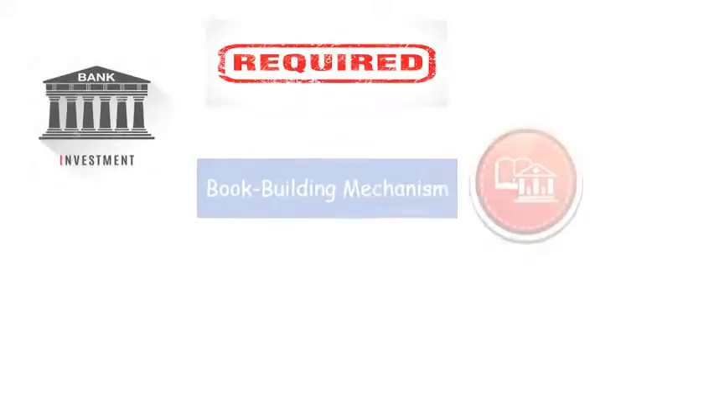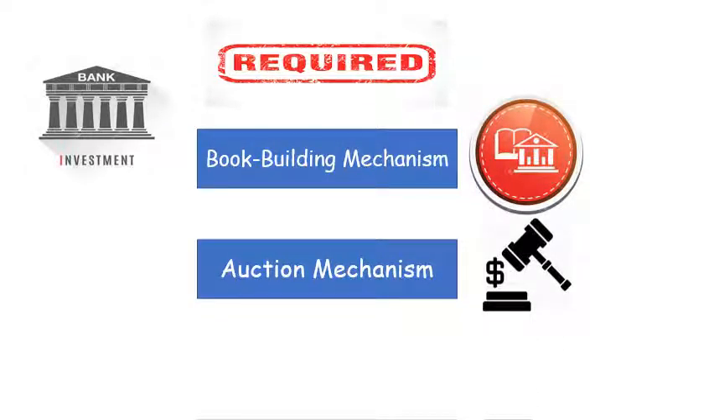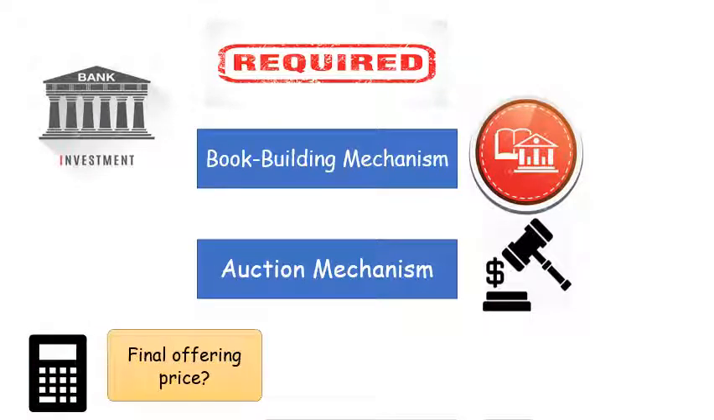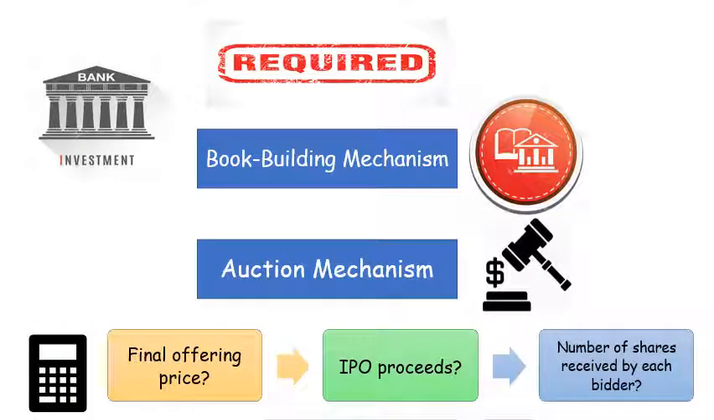After receiving the buy orders, the investment bank has two methods or mechanisms: the book building mechanism and auction mechanism, that can be used by the investment bank to find the final offering price and calculate the IPO proceeds and calculate the number of shares received by each investor.